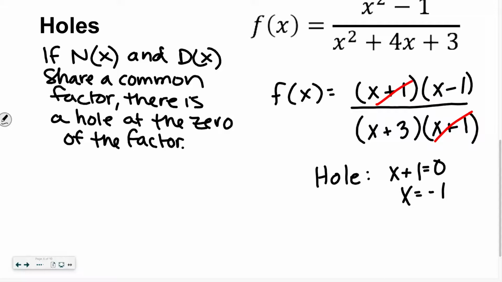Now, the hole is just going to be a point, so in addition to finding the x-coordinate of the hole, we actually need the y-coordinate. We don't know where the hole is, but it should line up with the rest of the graph. So we have the x-coordinate of the hole.